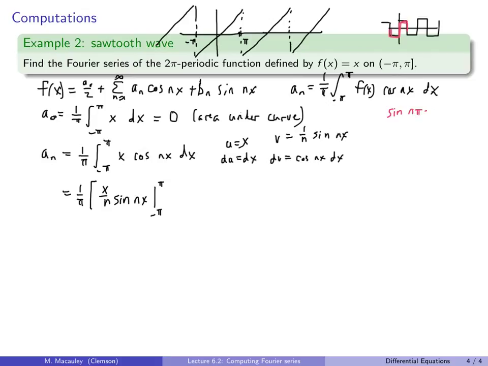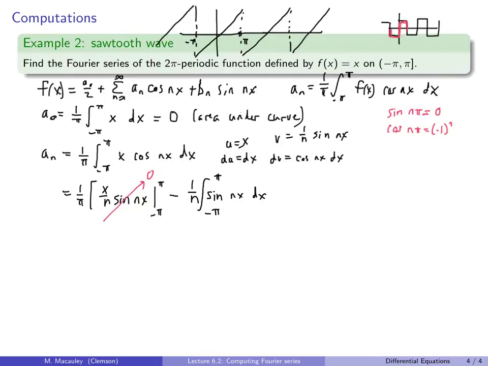Sine of n pi equals 0, always. And the cosine of n pi equals negative 1 to the n. So when we plug in pi into here, we're going to get 0, so we can just ignore that. And then this is minus v du, so minus 1 over n sine of nx. I forgot my integral. So minus v du dx from negative pi to pi.